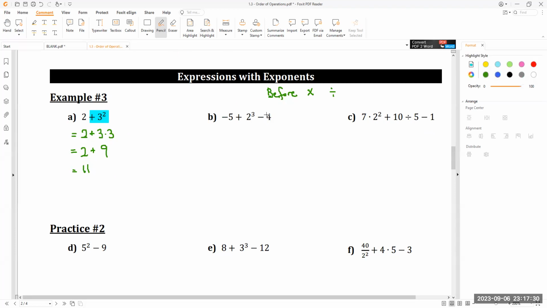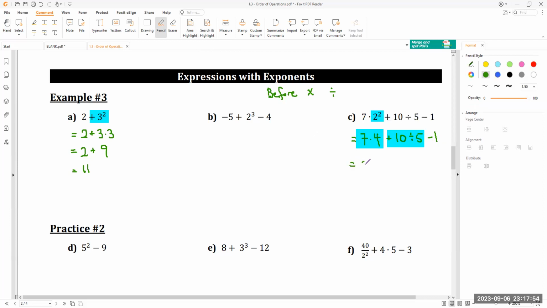Same with this one. How about let's do the hard one. I see there is an exponent, so that must come first. This is 7 times 4 plus 10 divided by 5 minus 1. And next, in this next line, a multiplication and a division take precedence. That's 28 plus a 2, and then -1 is left over. And all that's left now is addition, subtraction. I'm going to do all that in my head. That's a 30 minus 1. That is 29.